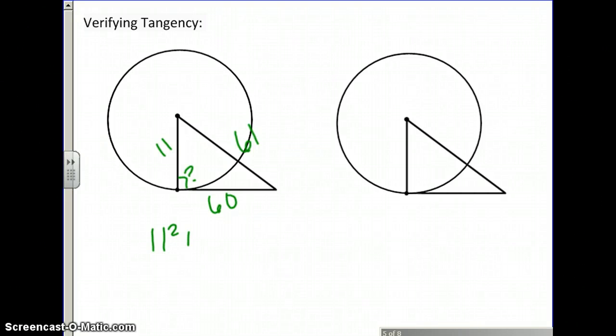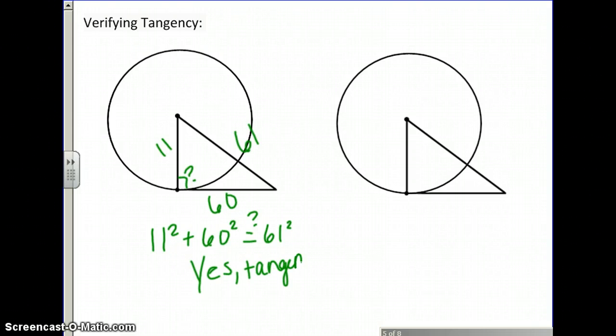So 11 squared plus 60 squared, we want to know, does that equal 61 squared? Punch it in your calculator real quick. You should see that yes, indeed it does, so it is tangent. Okay, on your second circle, I want you to take these values, 3, 7, this whole segment here is 8. I want you to take a second and see if Pythagorean theorem works. So push pause and try that.